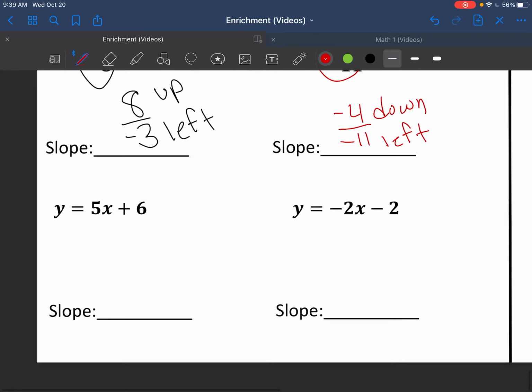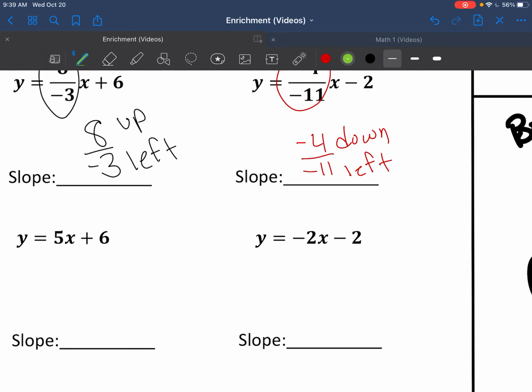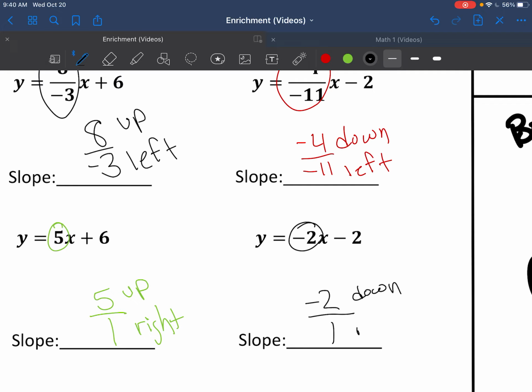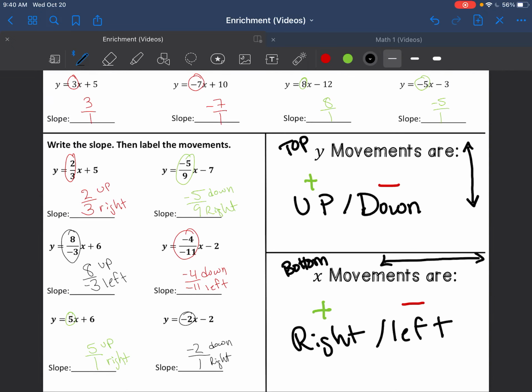The next one we have is number 5. We rewrite that as a fraction by putting it over 1. Both are positive, so that tells me to go up and then to the right. Last one here we have is negative 2x minus 2. Negative 2 is my slope. Rewrite it as a fraction: negative 2 over 1. Negative 2 tells me to go down. Positive 1 on the bottom tells me to go right. All right, you have more stuff after this, but these are the notes for the day.